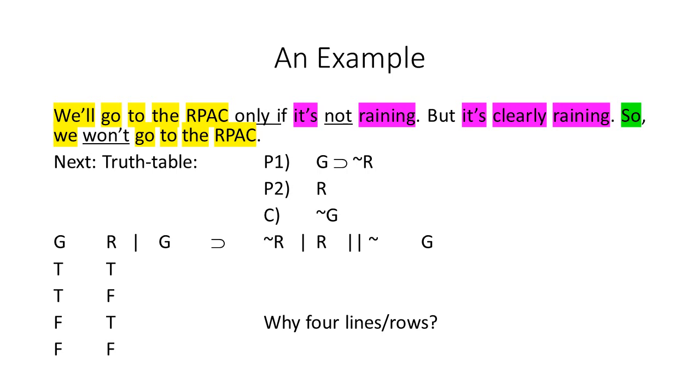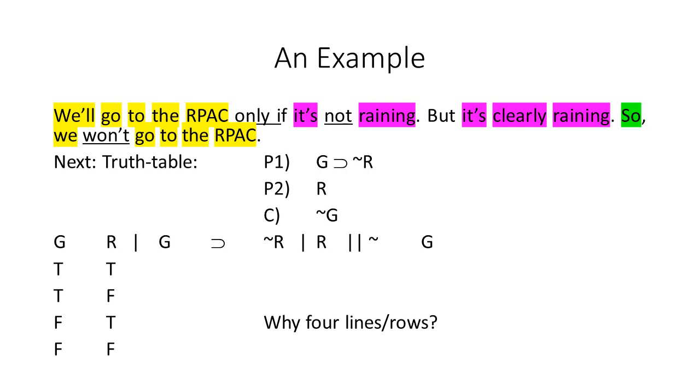But the idea is that we need all these rows to depict all the possible combinations of truth values that G and R could have, right? We don't want to leave any out, because the combination we leave out might show that the argument's invalid. And we don't want to put any more in because we would just start repeating combinations, and that would be a waste of time. So we want 4.